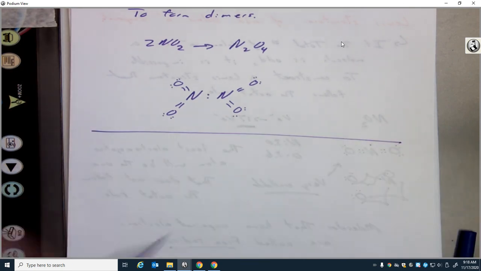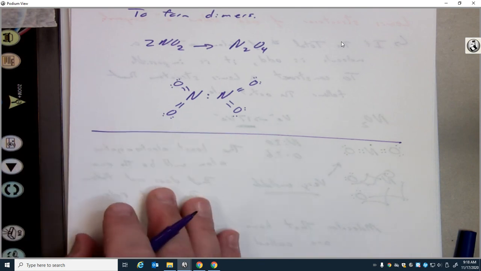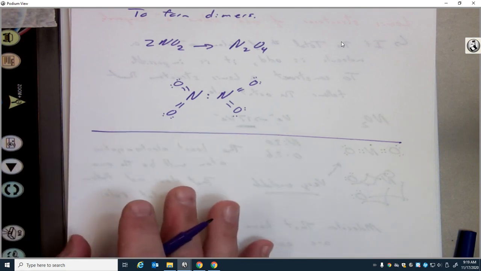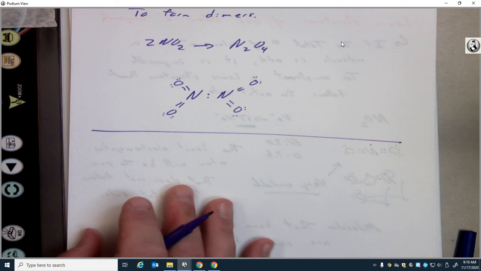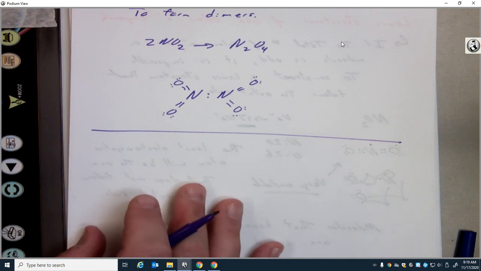So I think that's where we're going to stop for today. Next time we will continue on with our list of atoms and things that don't follow the octet rule, and we'll get into resonance.